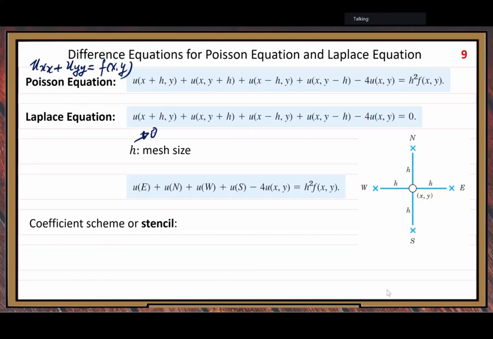Then there is the coefficient scheme, or stencil. Some people also write the formula in a special pattern. This is the stencil, which people use to represent the coefficients.